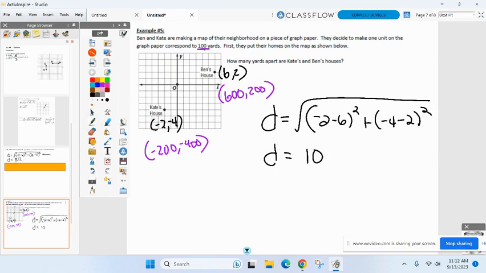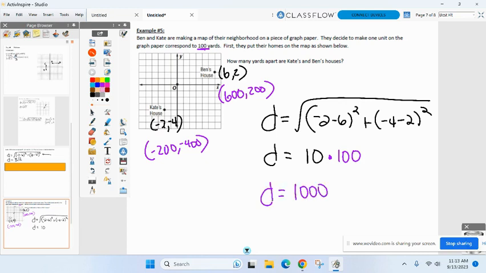So I use the original coordinates without converting. I got a distance of 10. That's 10 units on the graph, not 10 yards. So I got to take that 10, multiply it by 100 yards for each unit, and I should get the distance between them as 1,000.